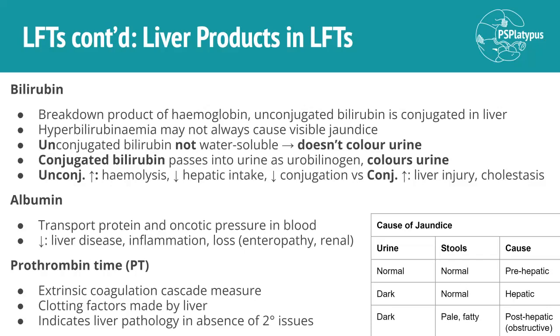Now, if you have a high bilirubin presence in blood, hyperbilirubinemia, that may not always cause visible jaundice. I've heard that greater than 60 micromolar can usually cause visible jaundice. But you may not always get skin yellowing, and the patient may have increased bilirubin present in blood outside of normal ranges on their LFTs. Unconjugated bilirubin is not water soluble. Remember, it's fat soluble, and this is before it's conjugated in the liver.